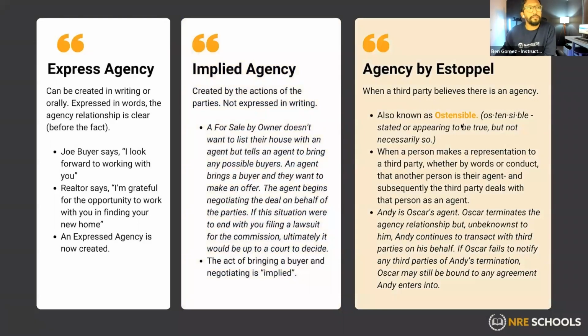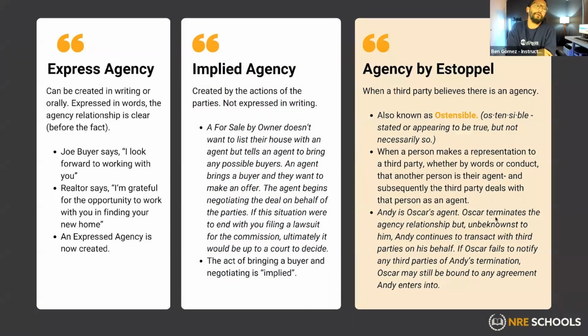Ostensible, also known as estoppel. Ostensible means stated. When's the last time you used the word ostensible, Carla? Also known as appearing to be true but not true. This is when a person makes a representation to a third party, whether by words or conduct, that the person is their agent. The easiest way to give an example for this one is Andy is Oscar's agent.